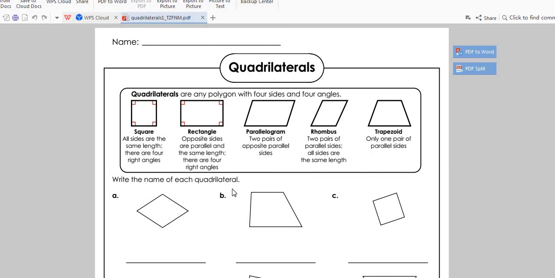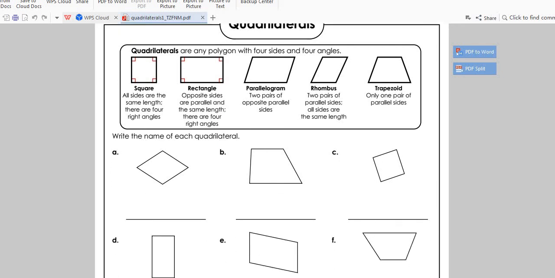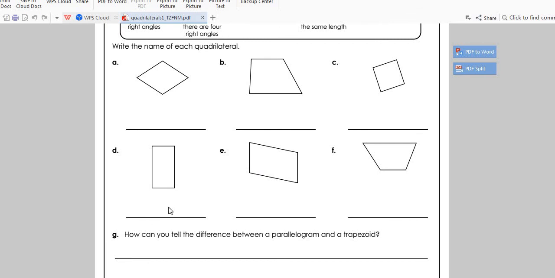Write the name of each quadrilateral. This is what? A rhombus. And this one, a trapezoid. And this one, a square. Why? Because here we have right angles inside. Okay, dear students, and I have here a rectangle, and this is a parallelogram, and this is a trapezoid.